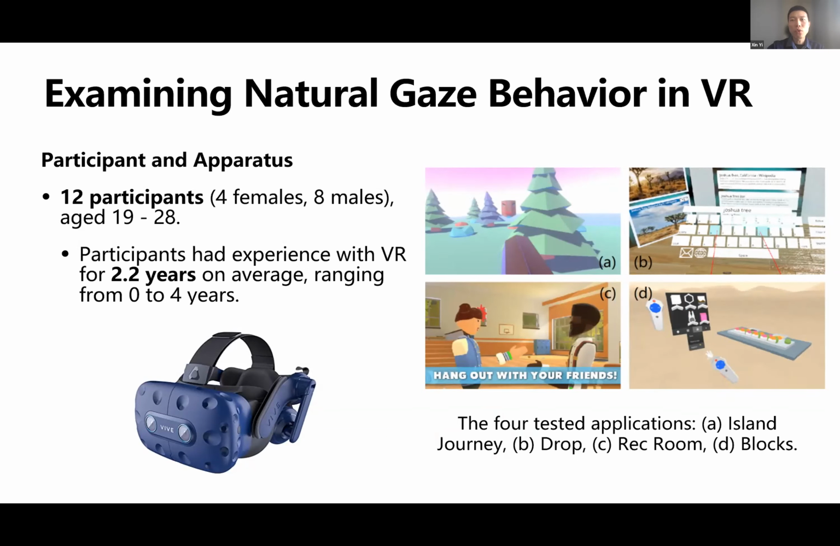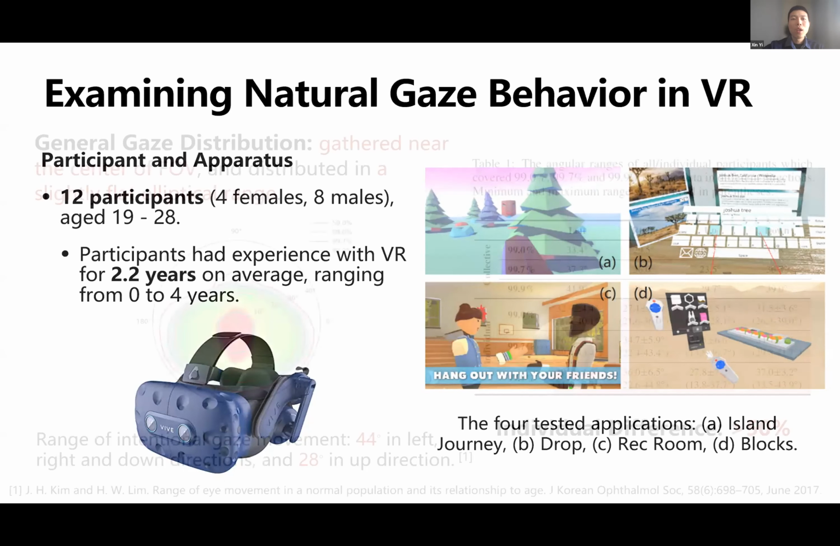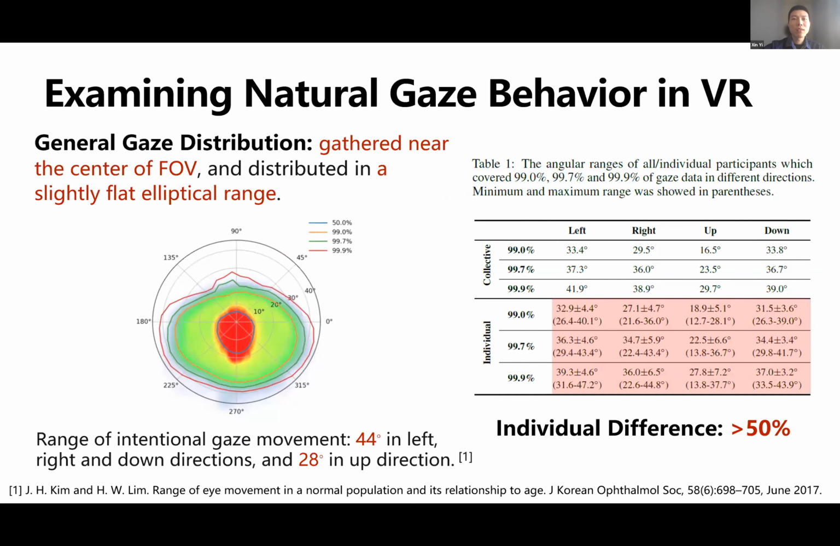Moreover, we tested 4 typical kinds of VR applications: Island Journey, a first-person shooting game; Job, a work simulation application; Rec Room, a multiplayer online platform; and Blocks, a 3D design tool. We analyzed the general gaze distribution across all participants.